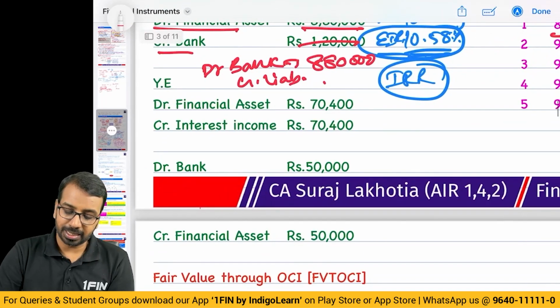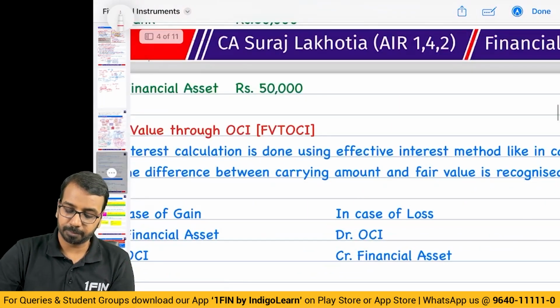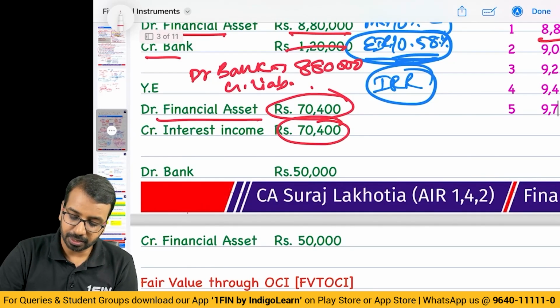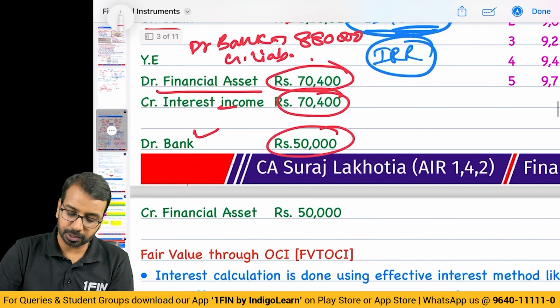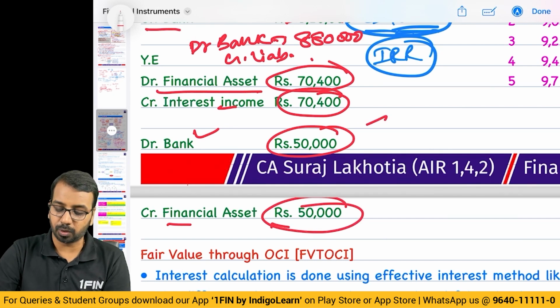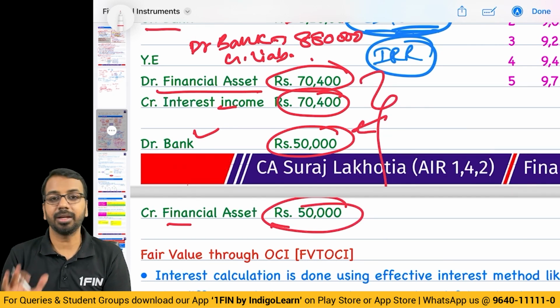So, debit financial asset 7,400 for the first year at 8%, credit interest income 7,400. Then debit bank 50,000, credit financial asset 50,000. Whatever amount is received, you will debit to bank. You can combine both of these and pass a single entry as well.